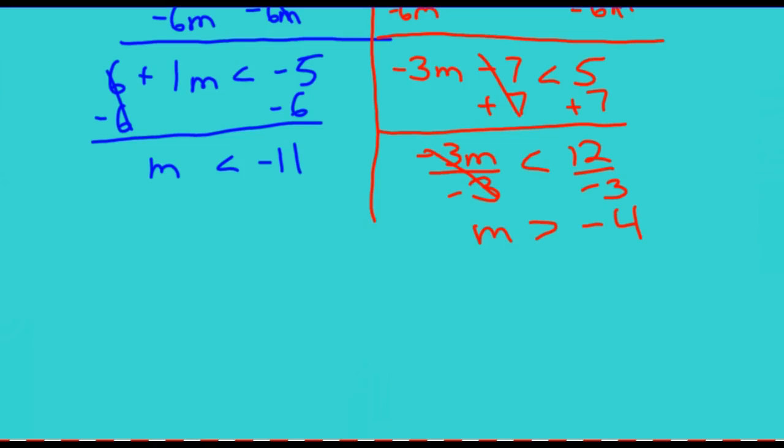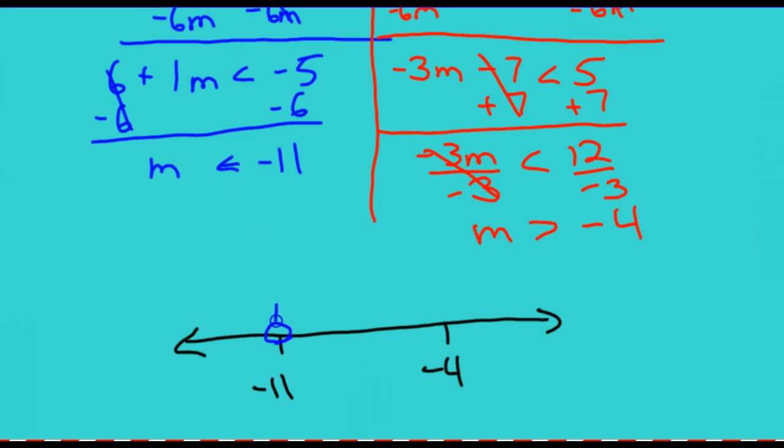So when we are graphing this on our number line, we need to figure out which one is less, -11 or -4. -11 is the least one, so we have -11 on the left and -4 on the right. -11 has an open circle, and it's pointing to the left. -4 also has an open circle, and that one is pointing to the right. So x can be anything less than -11 or greater than -4.